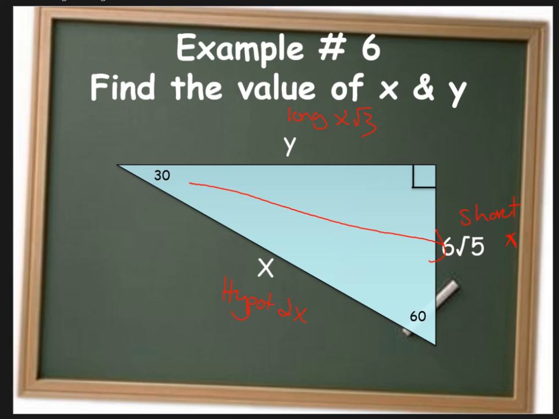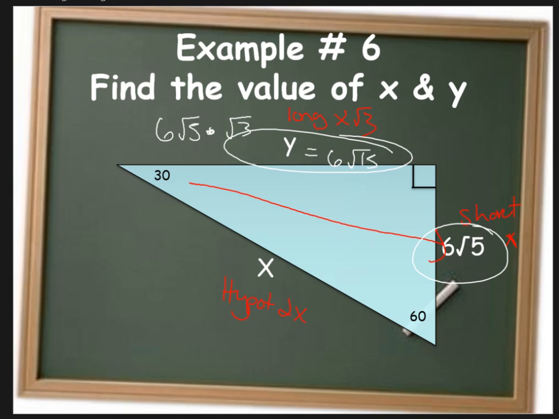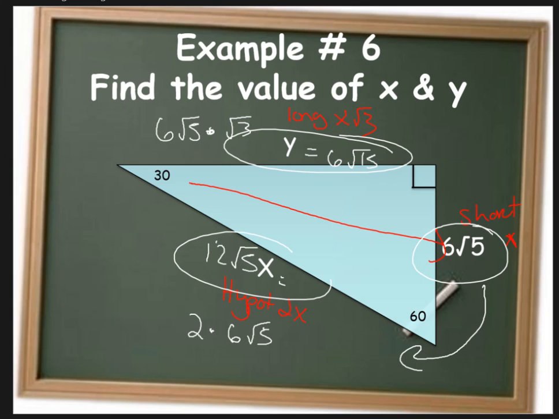So this time, even though I'm starting with the short leg, it's a little bit more challenging because this already has a radical involved. But it doesn't matter. We should now be semi-comfortable with multiplying with some radicals, some basic operation with radicals. So in this case, this will be 6 root 15 for y. And x will be 2 times this. So it'll be 2 times 6 root 5, which is 12 root 5.